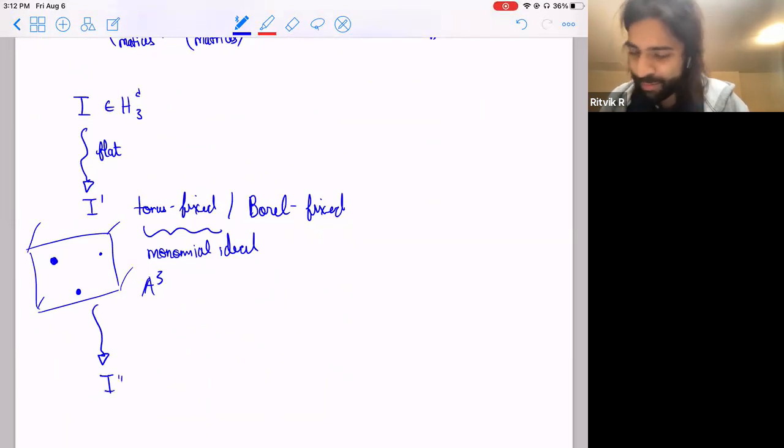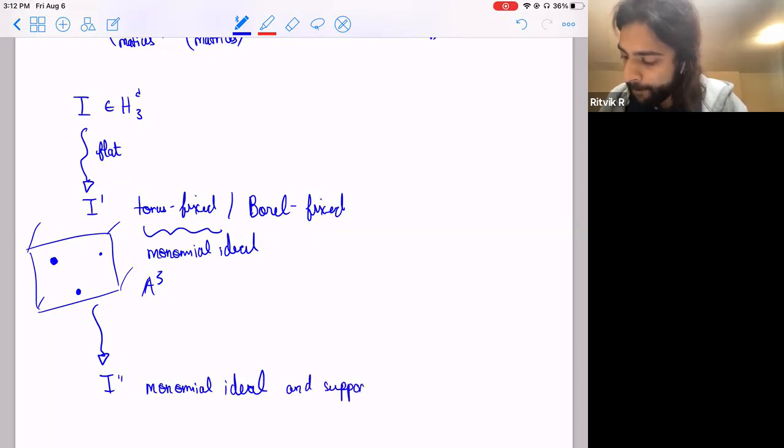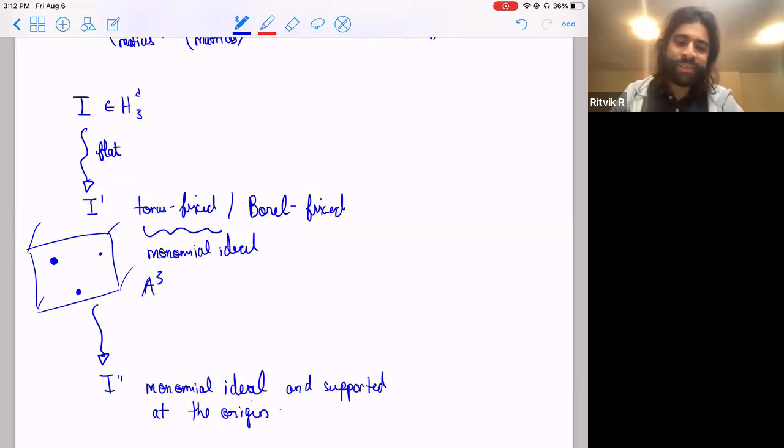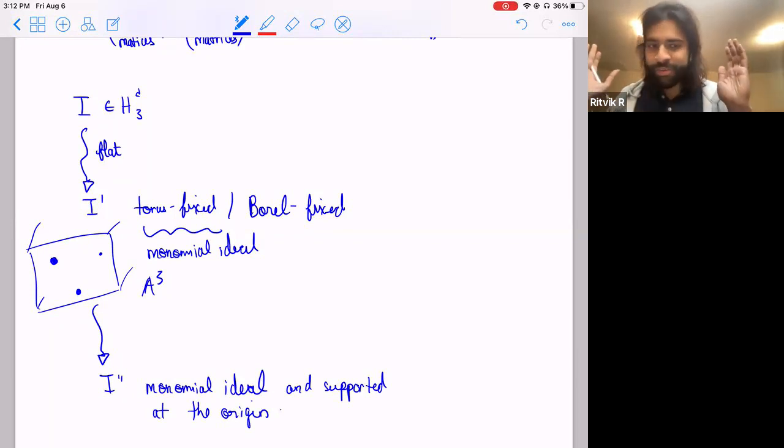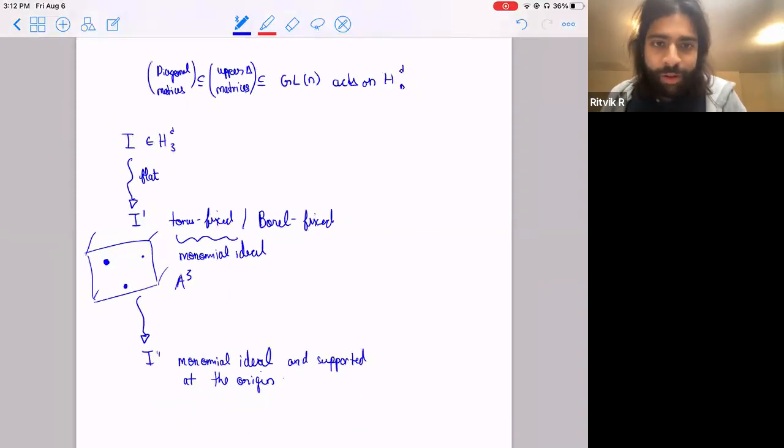So now I'm going to assume I prime prime is torus fixed. So it's a monomial ideal. And it's supported at the origin. Okay. So for the rest of the talk, whenever I talk about an ideal I, it's always monomial, always supported at the origin. And our goal is to just bound the dimension of the tangent space to such a thing. And along the way, we'll actually study a lot of the properties of the tangent space. Okay, anything else I should say? Oh, I should point out one more thing.